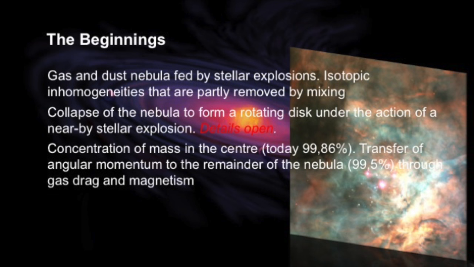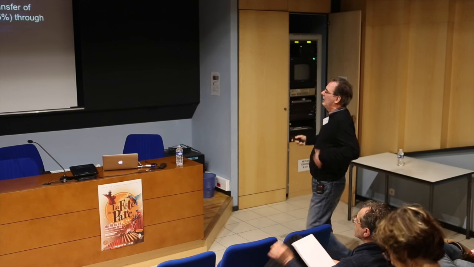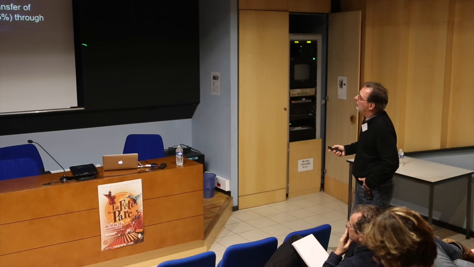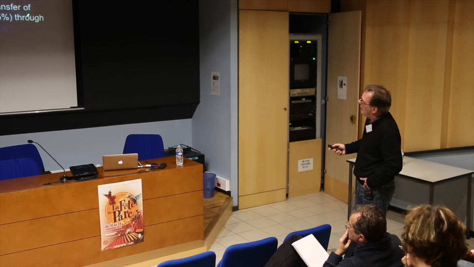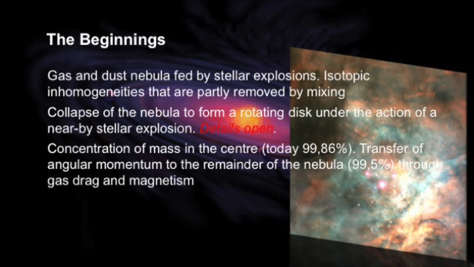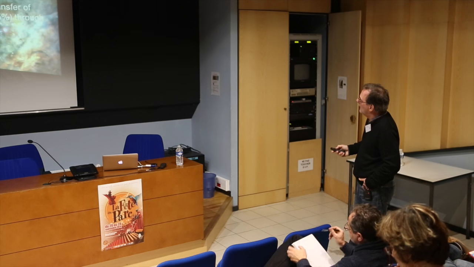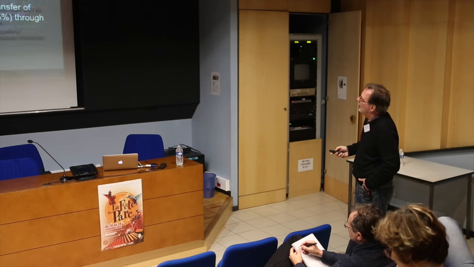But during the evolution, the angular momentum of the remainder of the nebula was transferred from the Sun to the remainder of the nebula, such that 99.5% of the angular momentum of the system is in this other part, not in the star, through gas drag and magnetism. And here is a picture of the Orion Nebula with forming stars in there.